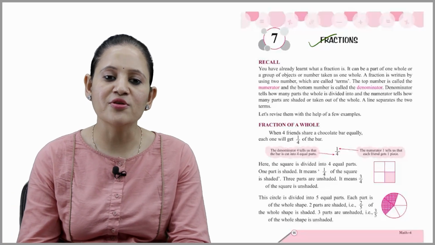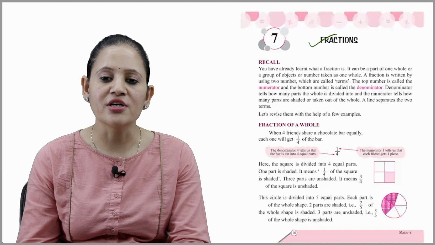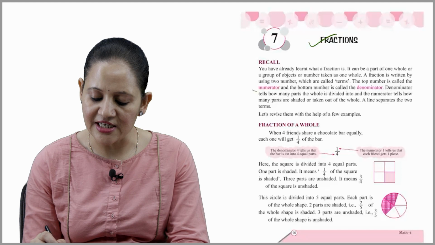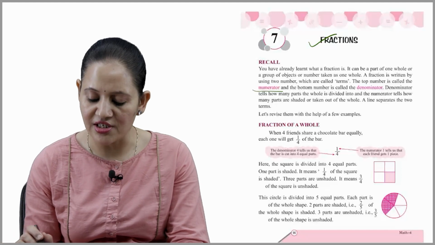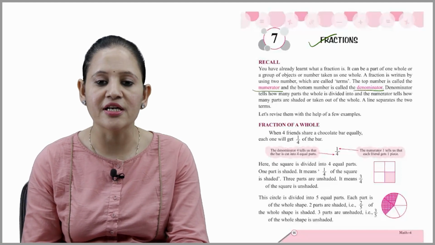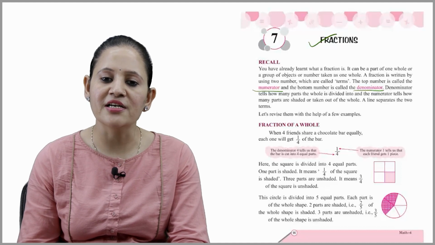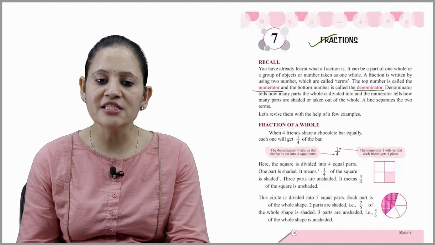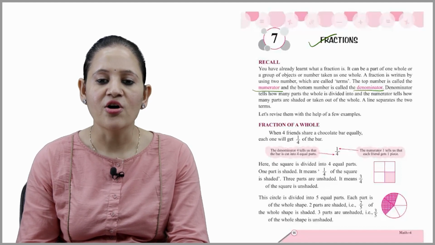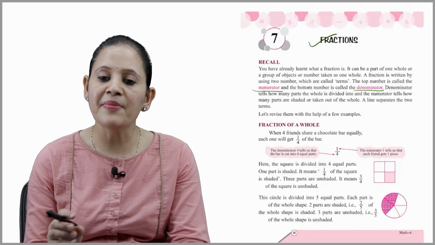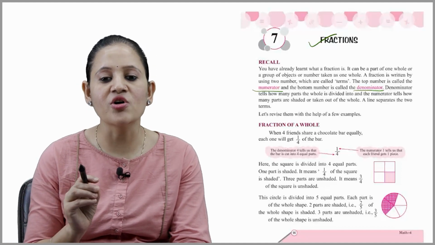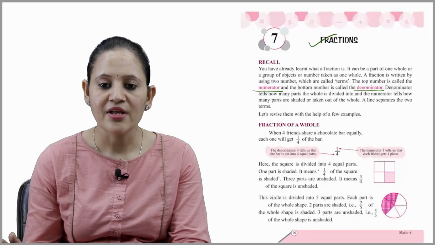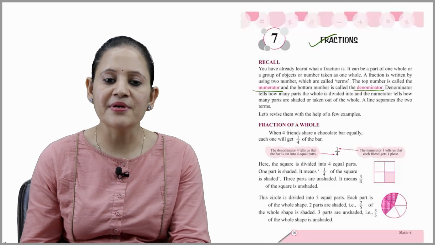A fraction is written by using two numbers which are called terms. The top number is called the numerator. जो top number है ऊपर वाला, that is called numerator, and the bottom number is called denominator. नीचे वाले number को क्या कहेंगे? Denominator. Denominator tells how many parts the whole is divided into, and the numerator tells us how many parts are shaded or taken out of the whole. Means कितने part ले रहे हैं हम total में से, that is called the numerator. And denominator बताता है कि कितने part में divide किया है किसी भी whole चीज़ को. A line separates the two terms.